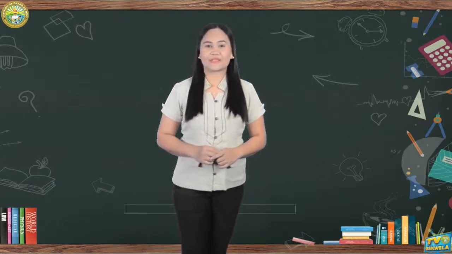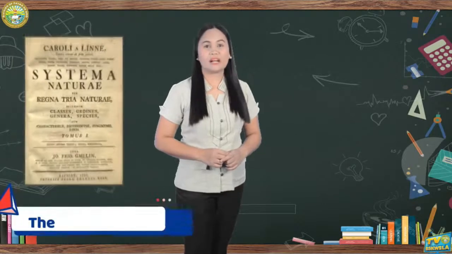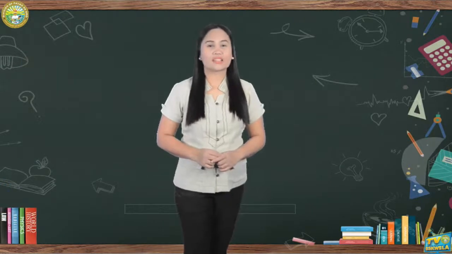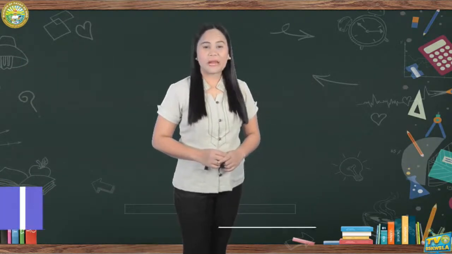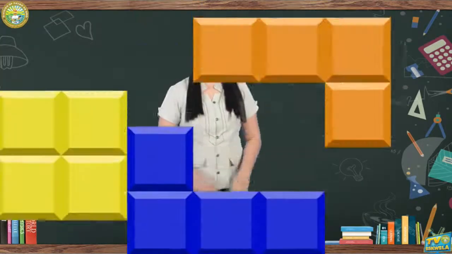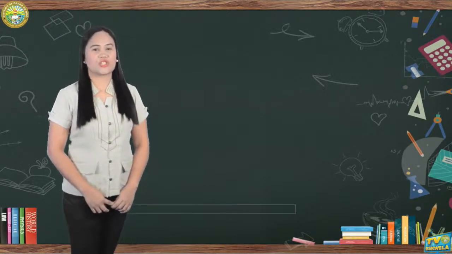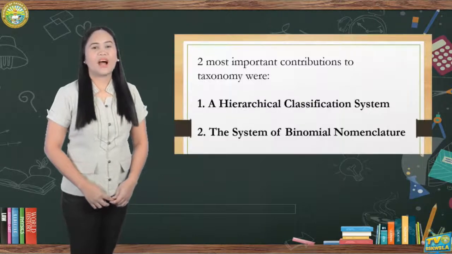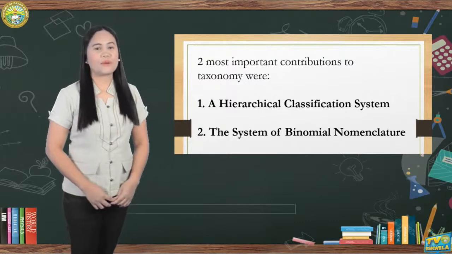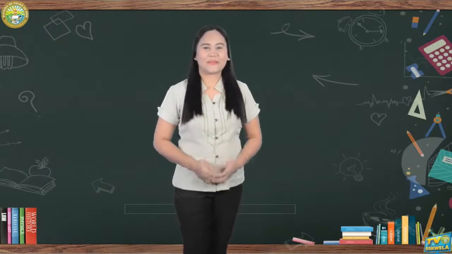So, in 1735, he published his first edition of Systema Naturae, or the System of Nature, which was a small pamphlet explaining his new system of the classification of nature. His two most important contributions to taxonomy were a hierarchical classification system and the system of binomial nomenclature. Wow! Thanks to this man!